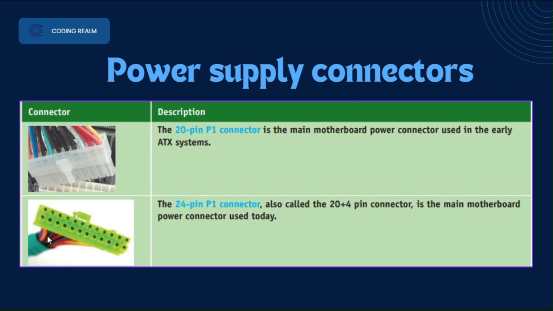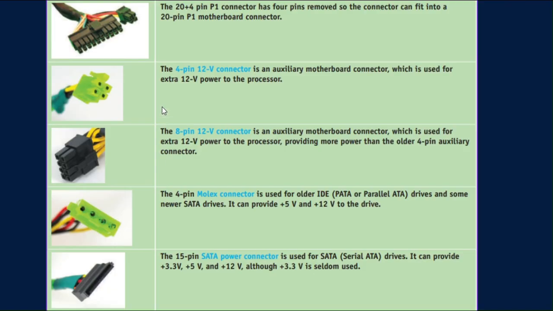The 24-pin P1 connector, also called the 20 plus 4-pin connector, is the mainboard power connector used today. The 20 plus 4 pin P1 connector has 4 pins removed, so the connector can fit into a 20 pin P1 motherboard connector.